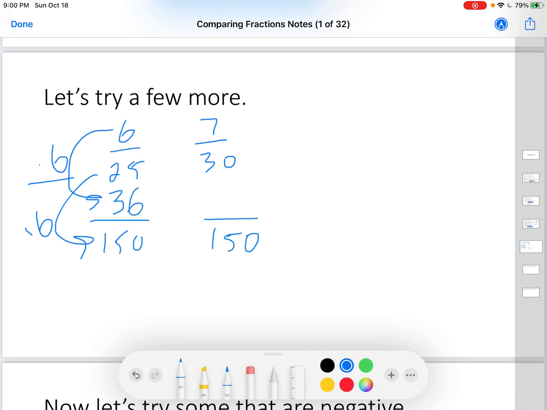6 times 6 is 36. This is times 5, and so this will have to be times 5 also. 7 times 5 is 35. 36 is bigger than 35, so 36 is greater than 35. 36/150 is greater than 35/150, so therefore 6/25 is greater than 7/30.